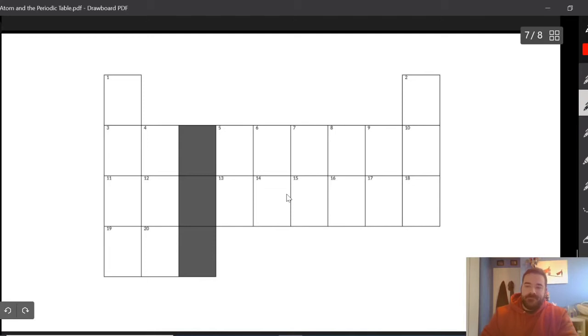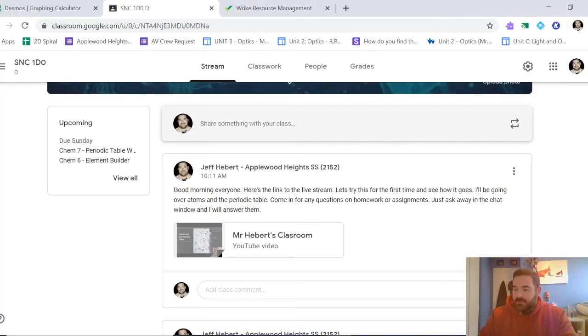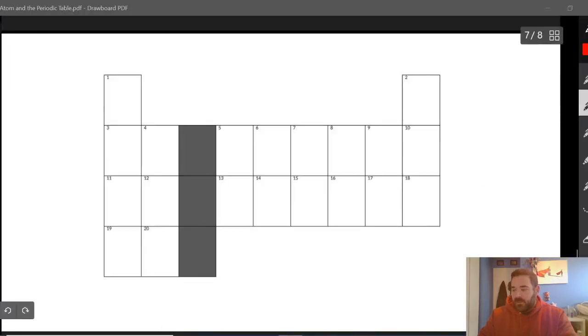Okay, so let's explore in more detail the first 20 atoms of the periodic table.